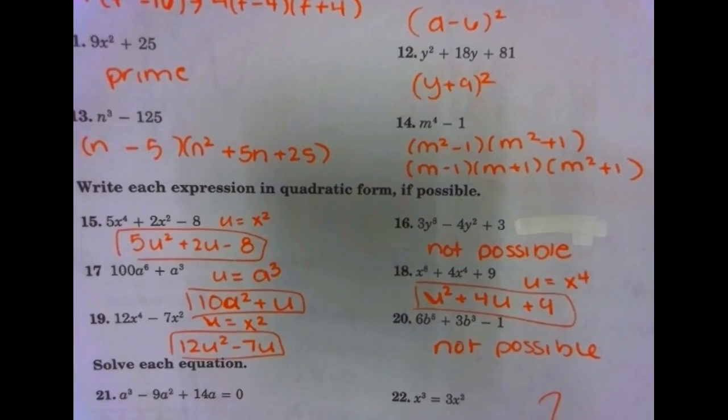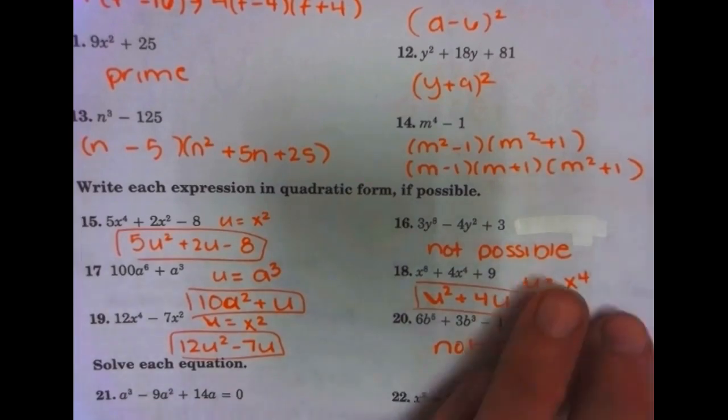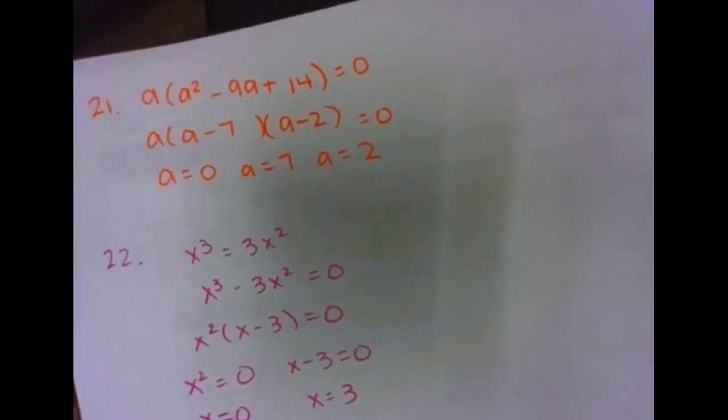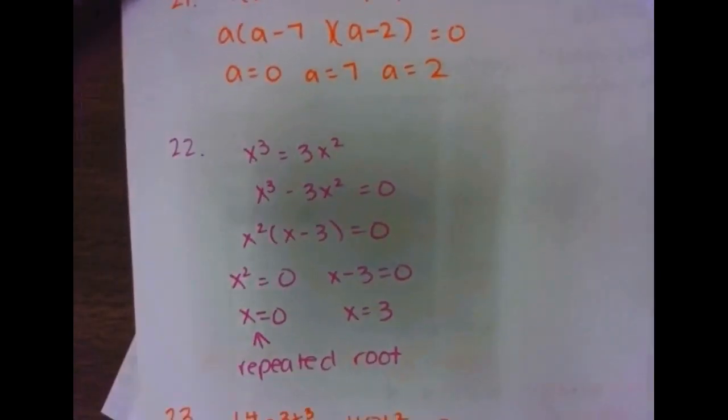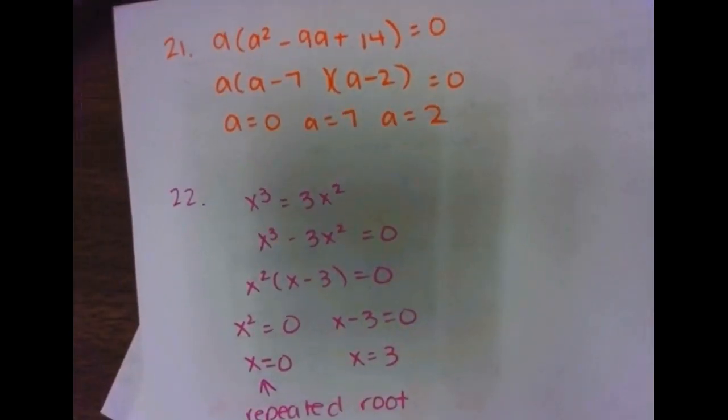And then let's check the back. So for 21, 22, 23, and 24, you were rearranging the terms to be in quadratic form, and then you were factoring them, and then solving for your values.